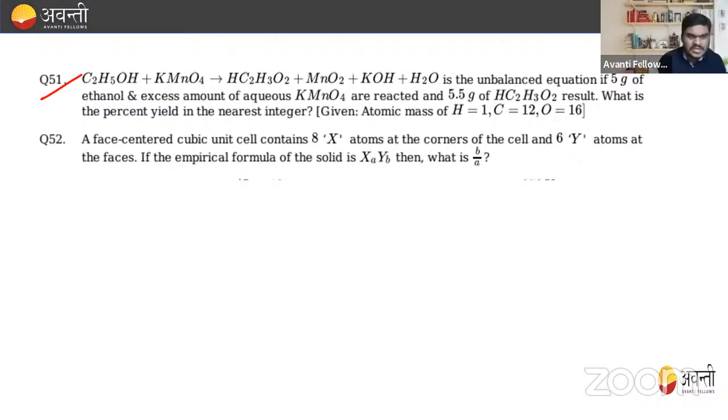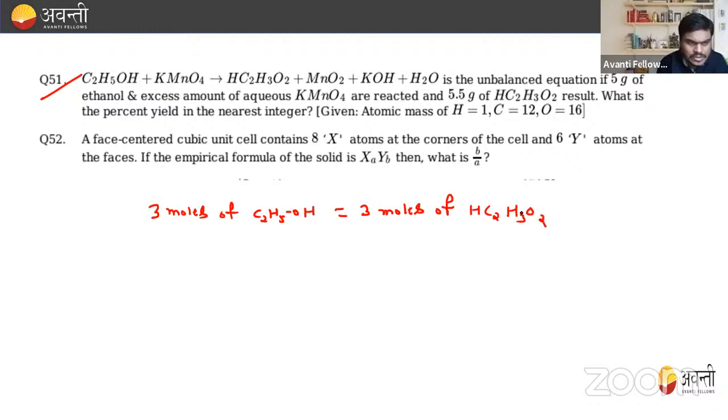From the principle of conservation of atoms, on carbon, we know that 3 moles, just try to understand this question because this is an important question, 3 moles of C2H5OH will give 3 moles of HC2H3O2.